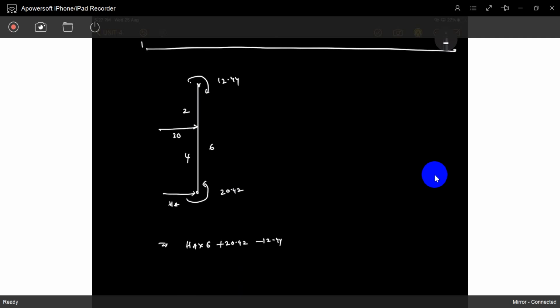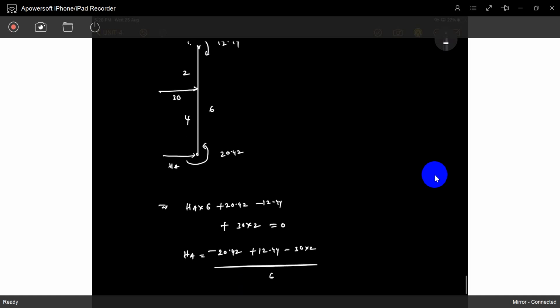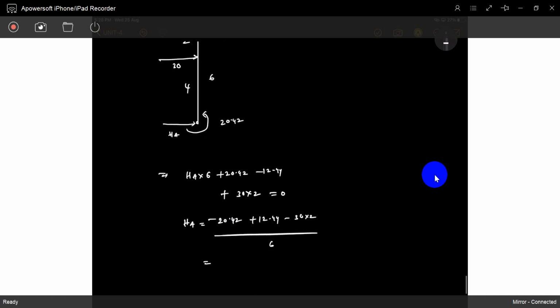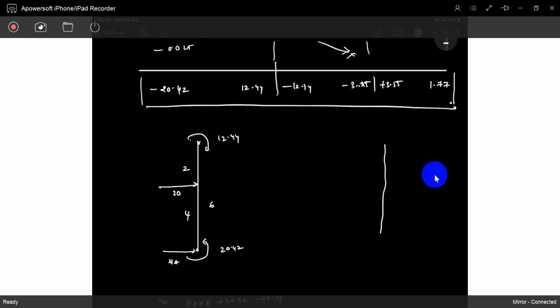And also see. So now you can see plus 30.2. 30 multiplied with 2 is also should be equal to 0. So now what is HA? HA you can write it. So 20.42 minus 30.2 divided by 6. What is that value? This value is minus 11.33. Okay. So now you can see other part.